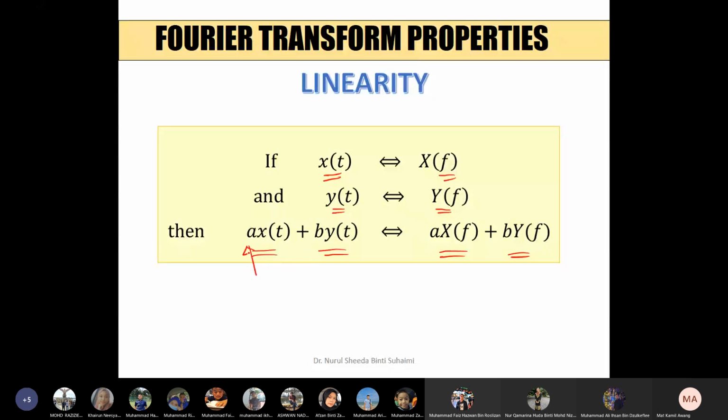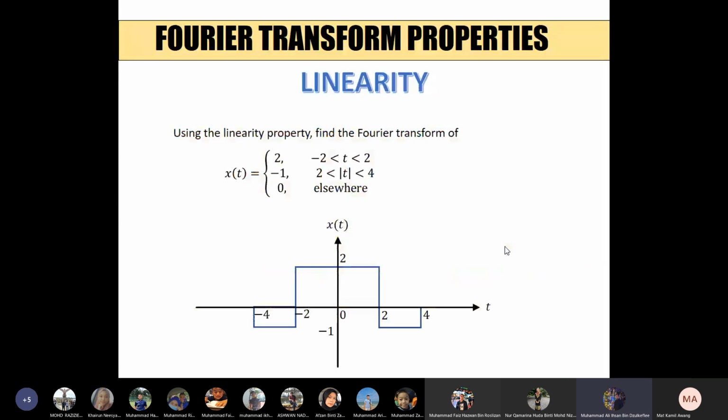The scaling in the time domain will result in a scaling in the frequency domain. So this is the example for linearity. Let's say you have this function, right? X of t is 2 between -2 and 2, and -1 between -4 and -2, and from 2 to 4, as well as 0.